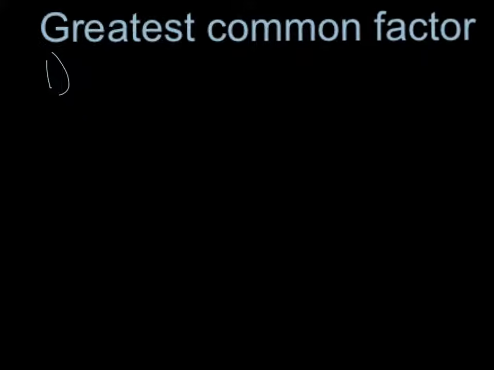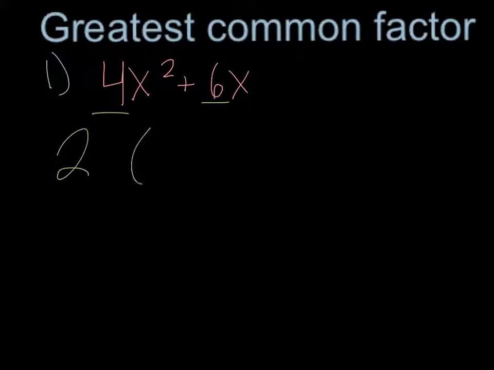Okay, our equation is 4x squared plus 6x. So first think about what you can take out of 4 and 6. You can take out a 2. Let's start with that. And so now you have 2 times (2x squared plus 3x).